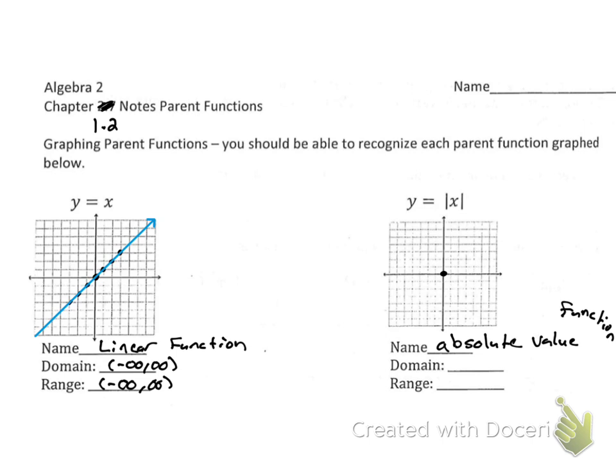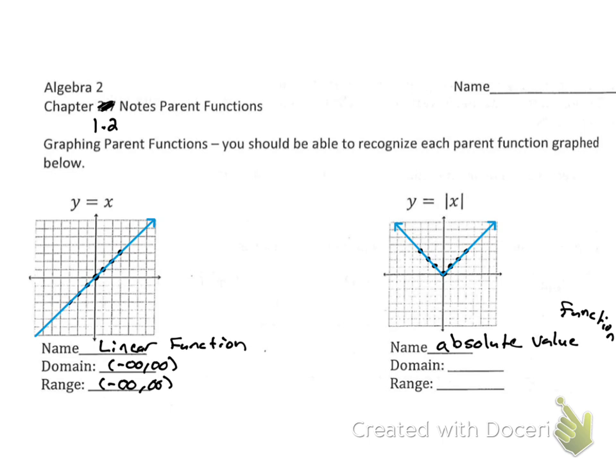If I plugged 1 in for x, what would I get? 1. If I plugged in 2 for x, what would I get? 2. If I plugged in 3 for x? 3. If I plugged in -1 for x, what would I get? 1. If I plugged in -2, you get 2, right? Absolute value of -2 is 2. If I plugged in -3, what would I get? 3. All right, because that absolute value, we get that V shape.